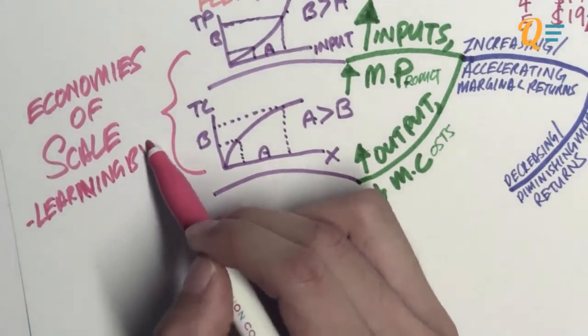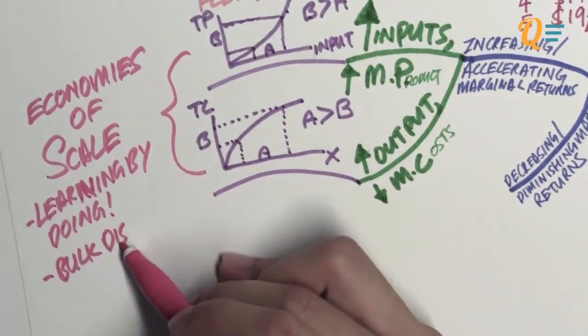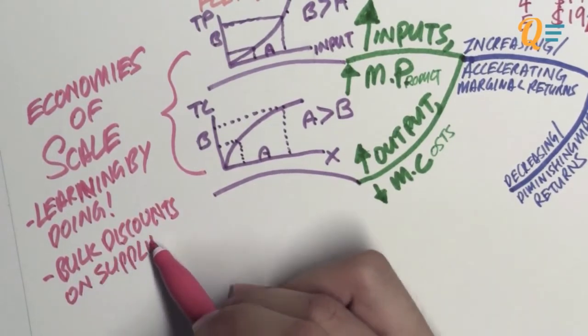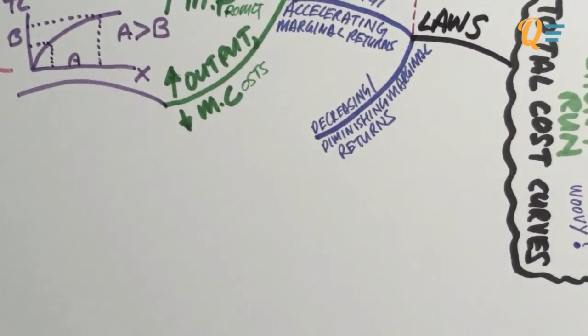Now, a few reasons for economies of scale are learning by doing. People become more efficient in the way they do their jobs, they have less wastage, and they can produce more with less time. And it might also be due to bulk discounts on supplies or inputs. So the more inputs I buy, the cheaper it's going to cost me.